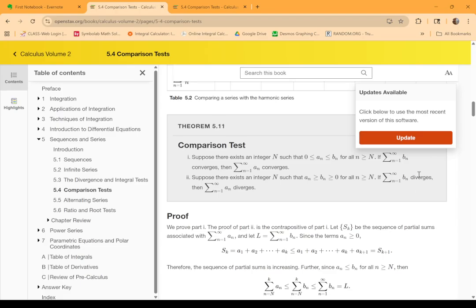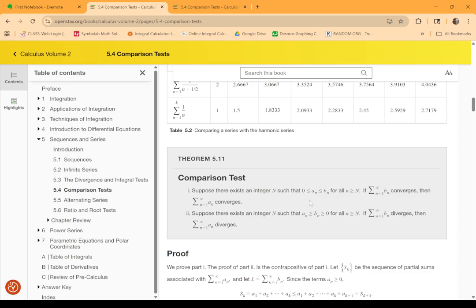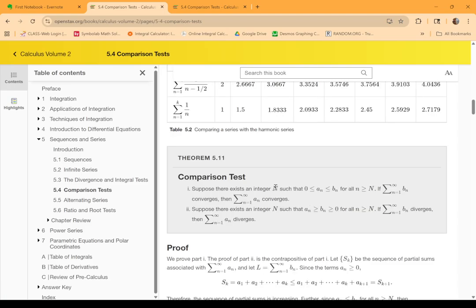So our comparison test says, suppose there exists an integer N such that this inequality holds, always bounded on the lower end by 0: a sub n is less than b sub n for all n greater than or equal to N. This second part, n bigger than or equal to N, means that it doesn't necessarily have to hold for all n, but after a certain value for n, the inequality holds. I'll explain with an example of that in a second.